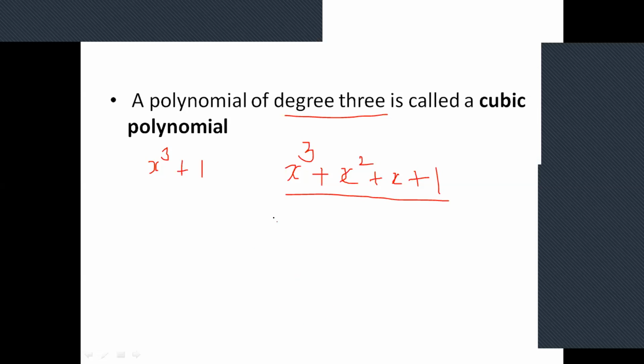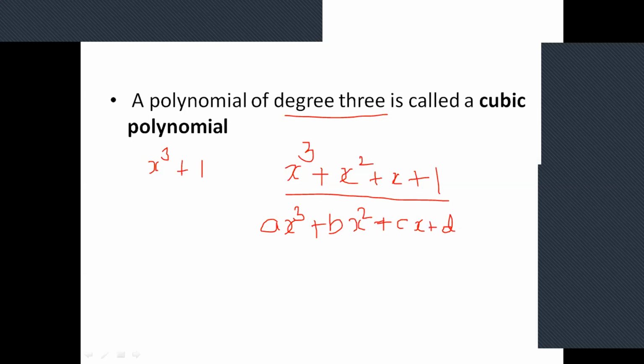Based on this, we can write the standard form as ax cube plus bx square plus cx plus d, where the constant term is written as d.